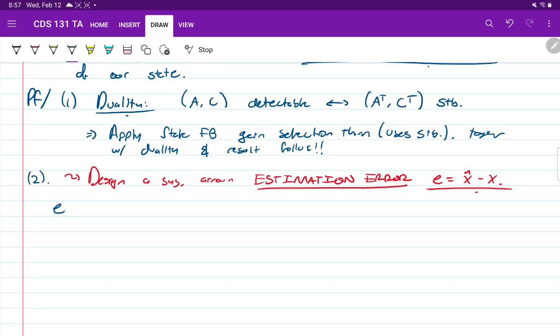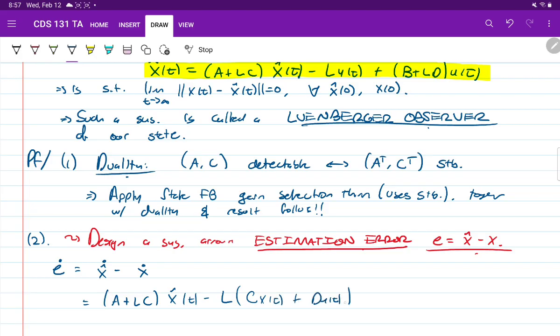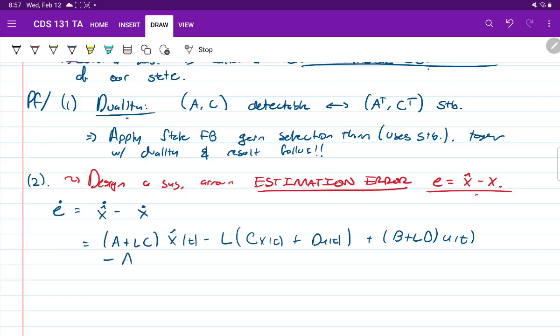So let's go ahead and compute E dot, okay? Well, this is equal to x hat dot minus x dot. Now, if I substitute in this expression up here, what we'll find is that this is equal to (A plus LC) times x hat of t minus L times y of t, which is equal to Cx of t plus D times u of t, plus (B plus LD) times u of t, and this is going to be minus Ax of t plus B times u of t, right? Because that's the derivative of x.